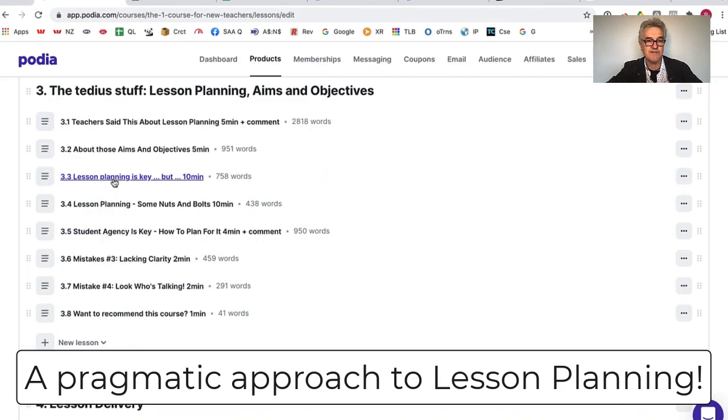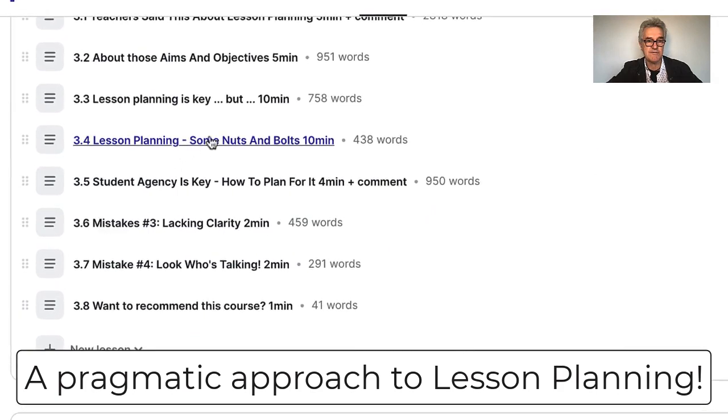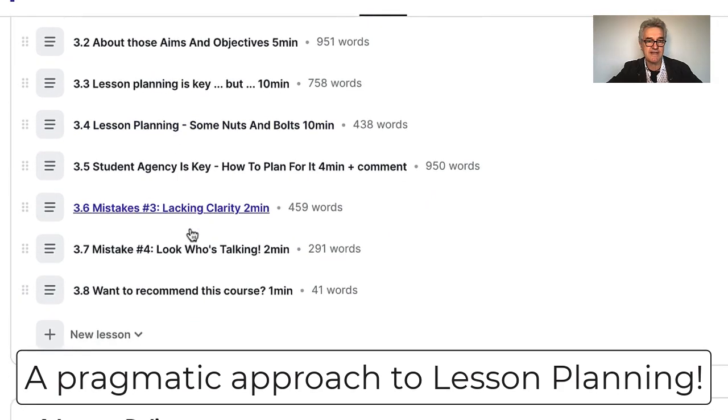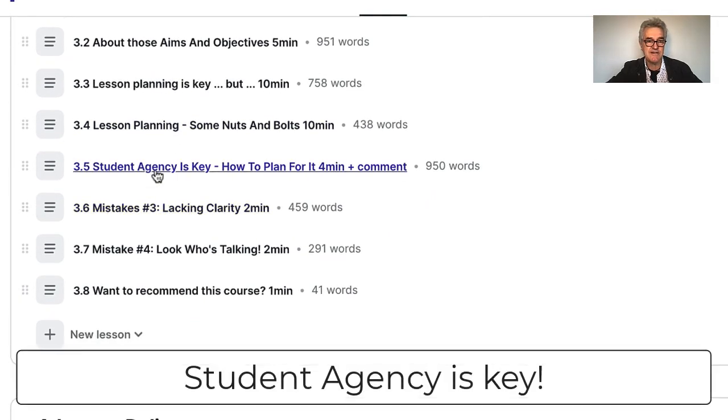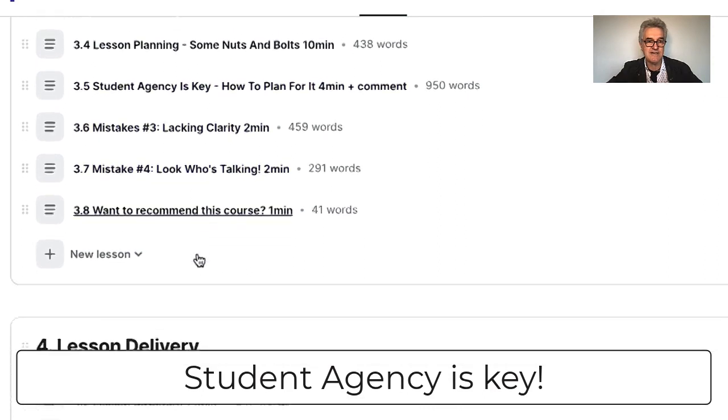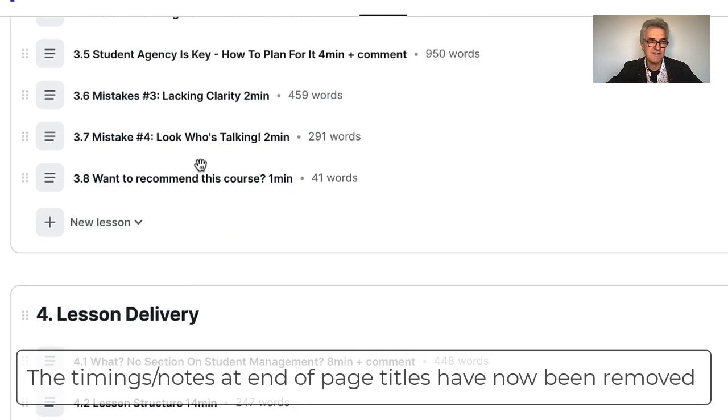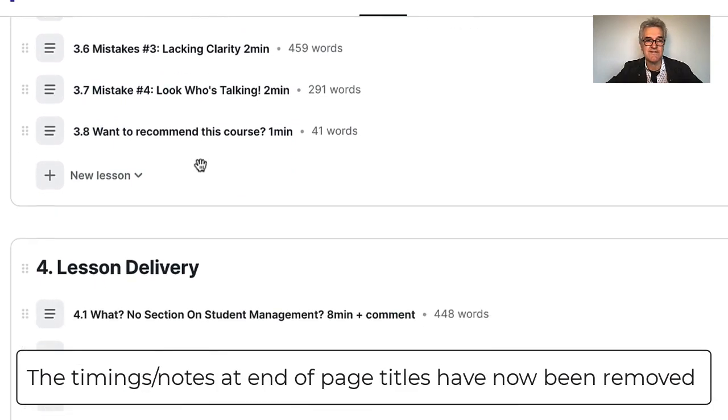You should find that pretty useful. There's some other more traditional nuts and bolts on lesson planning. Then we get into student agency, or students owning their learning, how to plan for it, some more mistakes here. All of these mistakes, you can read them and think, well, that's a pretty simple mistake, but to turn it around brings a significant result.